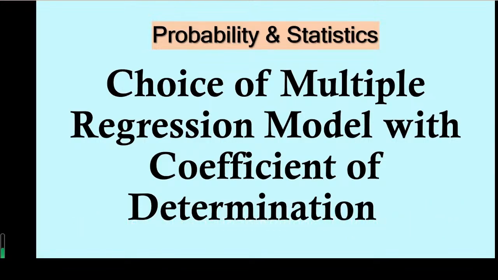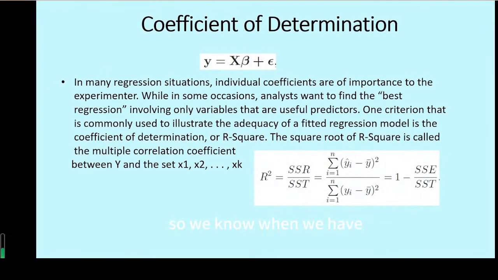In this video, we will talk about choice of multiple regression model with coefficient of determination. So we know when we have a multiple linear regression model, for example, y equals x times beta plus epsilon, where x is a matrix and beta is a column matrix, and epsilon is a random term with mean 0 and standard deviation sigma.